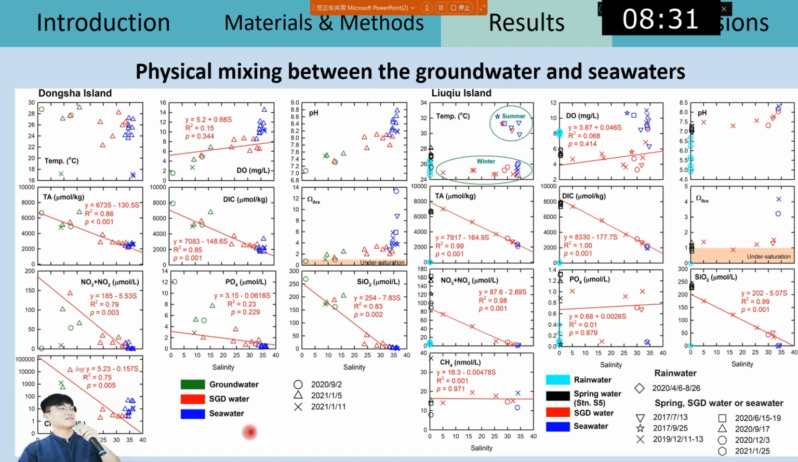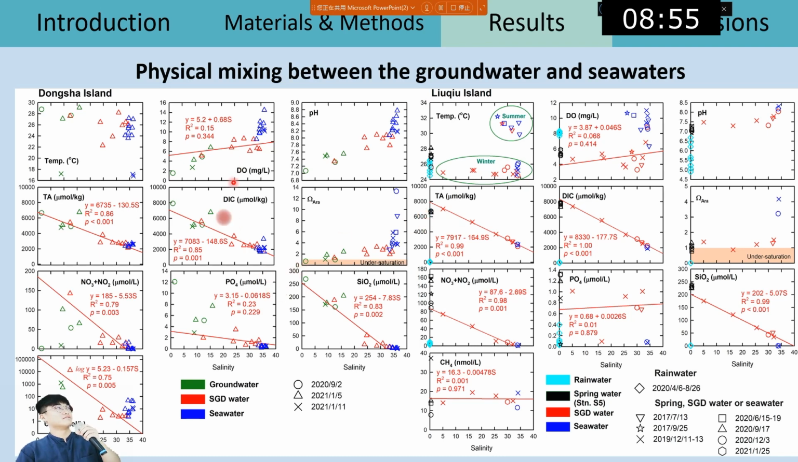First, we can see the blue dot is the seawater here, same as these two figures. And the red one is SGD water. The green one is groundwater here. And the blue one is rainwater, it's really low. And the spring water is black.